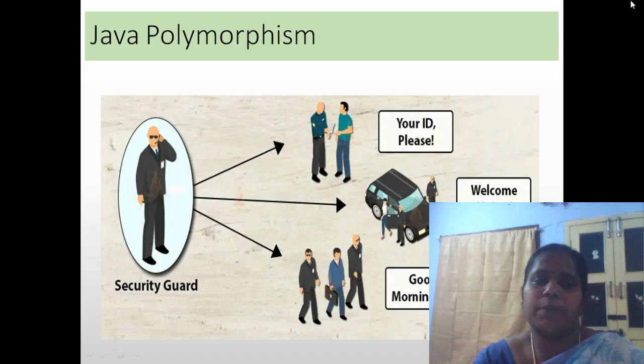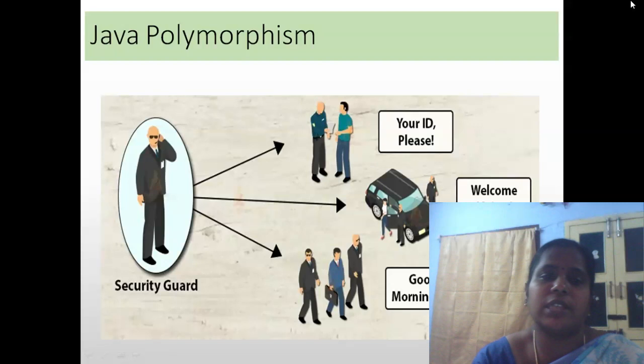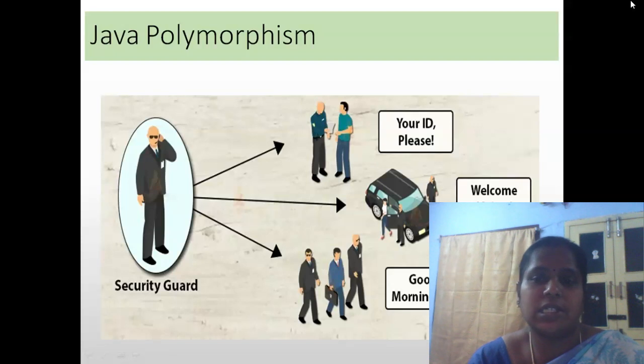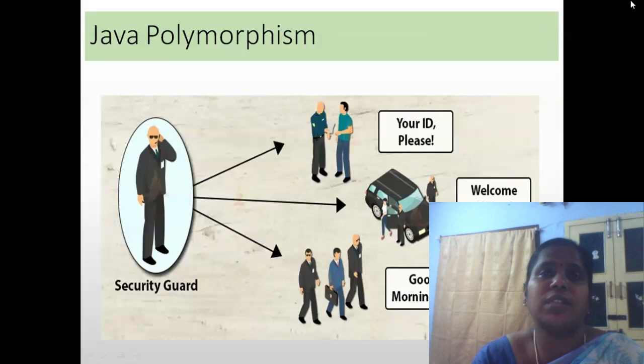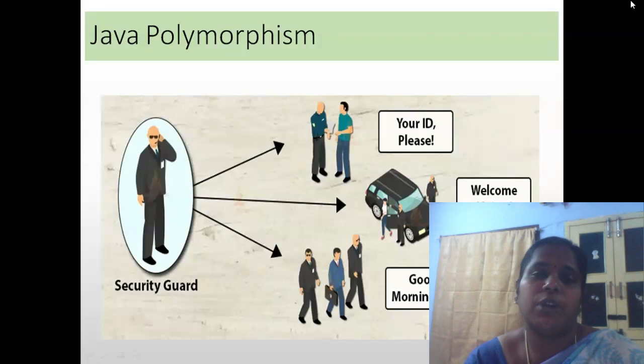A simple real-time scenario that exhibits polymorphism is a security guard who is given training to talk in different manners, with different behaviors, to his subordinates, to a normal guest and to some VIPs. How to make one security guard behave differently with different people. So this is about polymorphism, and these are all about the basic concepts of OOP.